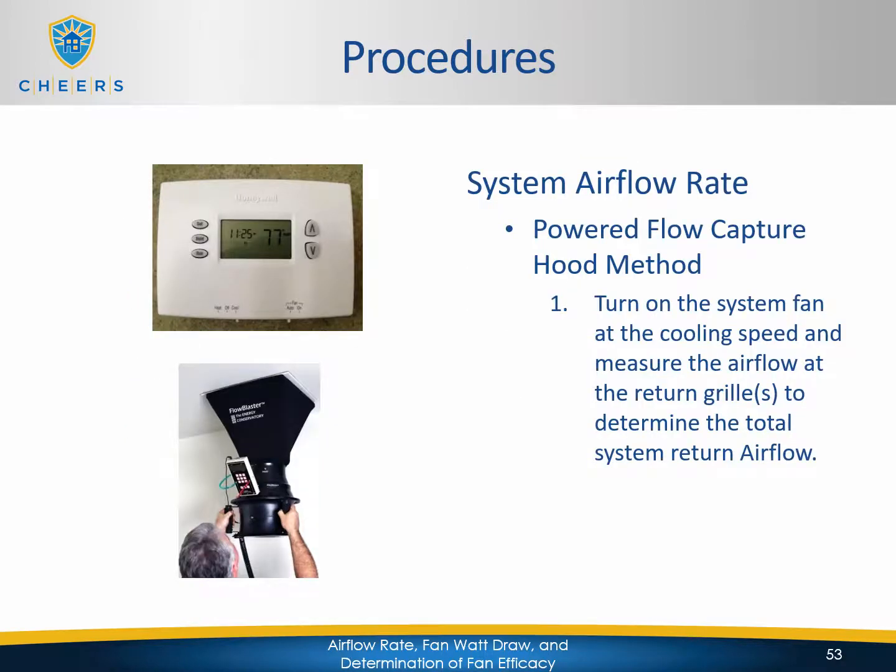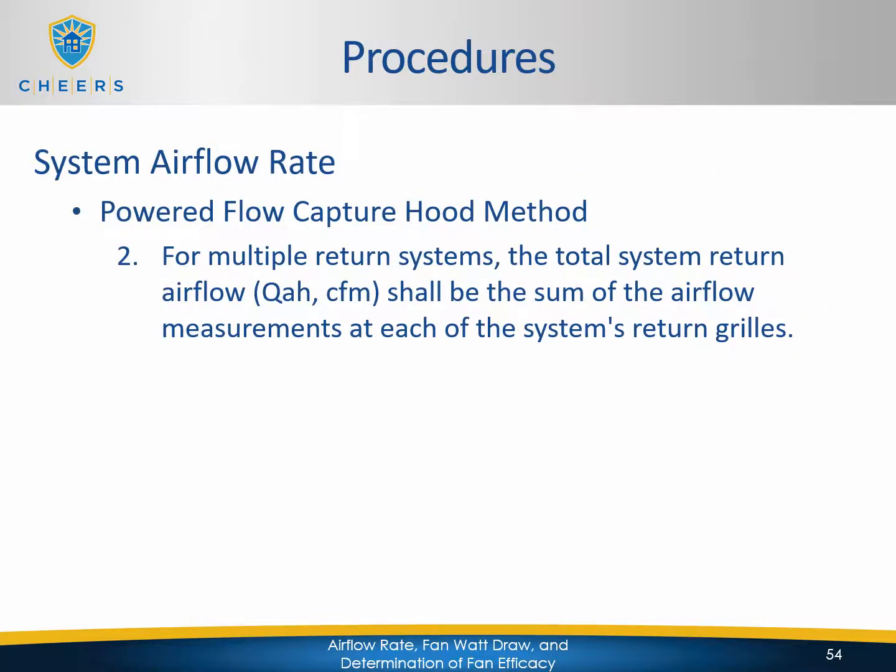You want to turn on the system fan at cooling speed and measure the airflow of the return grill to determine the total system return airflow. If you have multiple return systems, the total system return airflow, which is the QAH in CFM, shall be the sum of the airflow measurements at each of the system's return grills. That means that if you have more than one return grill, you want to measure them individually and then add them together.